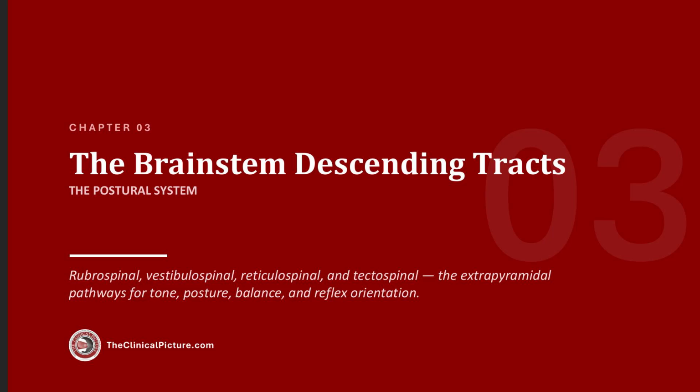With the pyramidal system in hand, we move to the brainstem descending tracts, the extrapyramidal postural system. These are the pathways students most often understudy and then regret on exam day. As we cover the rubrospinal, vestibulospinal, reticulospinal, and tectospinal tracts, hold on to two organizing questions for each one. Does it cross, and does it drive flexor or extensor tone? Those two answers will carry you through the posturing that follows.